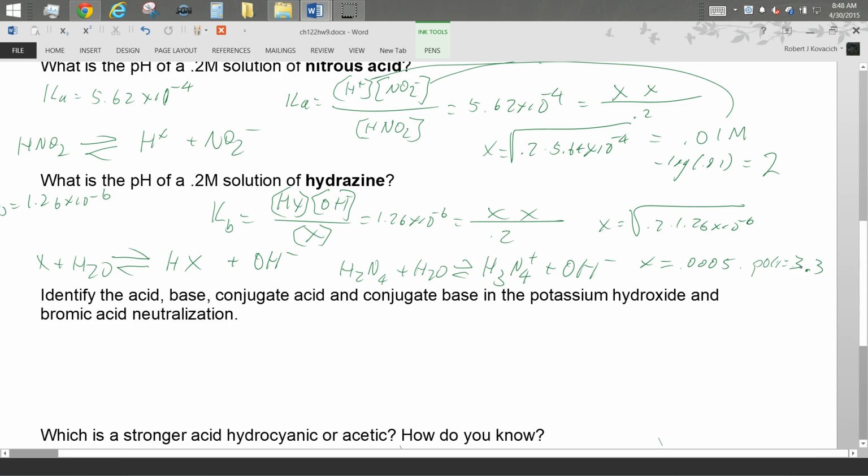So I got a pOH of 3.3. I took the negative log of the 0.0005. And so my pH is going to be what? 10.7. Okay.